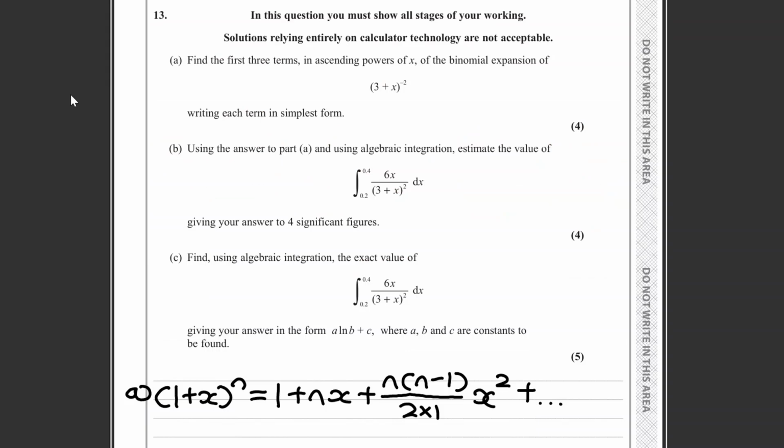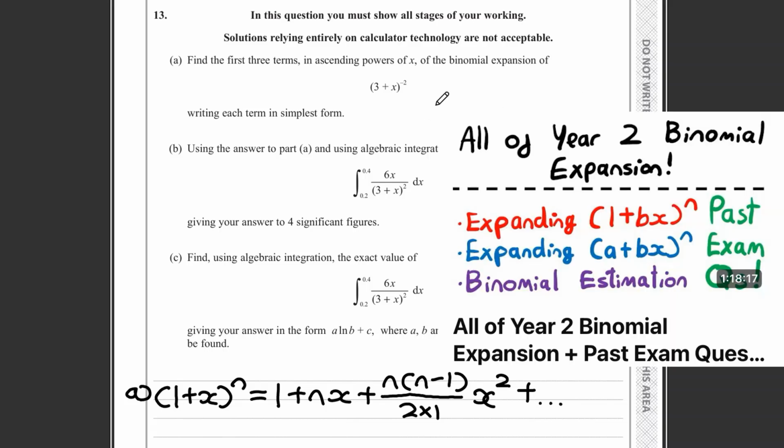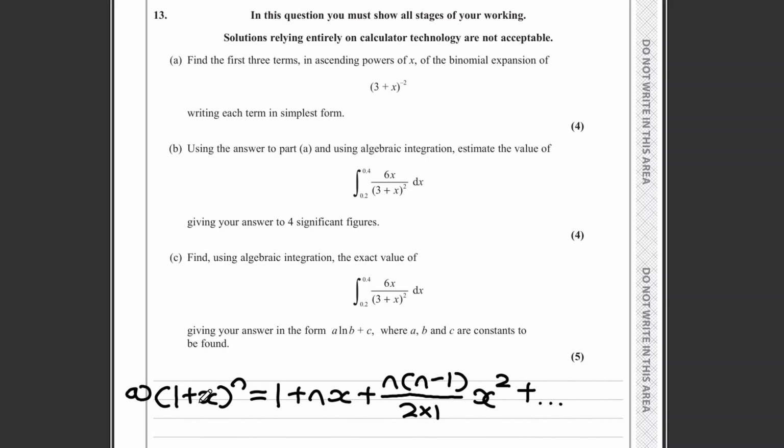Okay, so here's question 13, and for part A, we need to find the first three terms in ascending powers of x of the binomial expansion of 3 plus x to the power of minus 2, writing each term in its simplest form for 4 marks. Okay, so this is a year 2 binomial expansion question because we have this power of minus 2 here. Now, I've given you the formula here for the binomial expansion of 1 plus x to the power of n because this is given to you in the formula booklet, so we need to use this here.